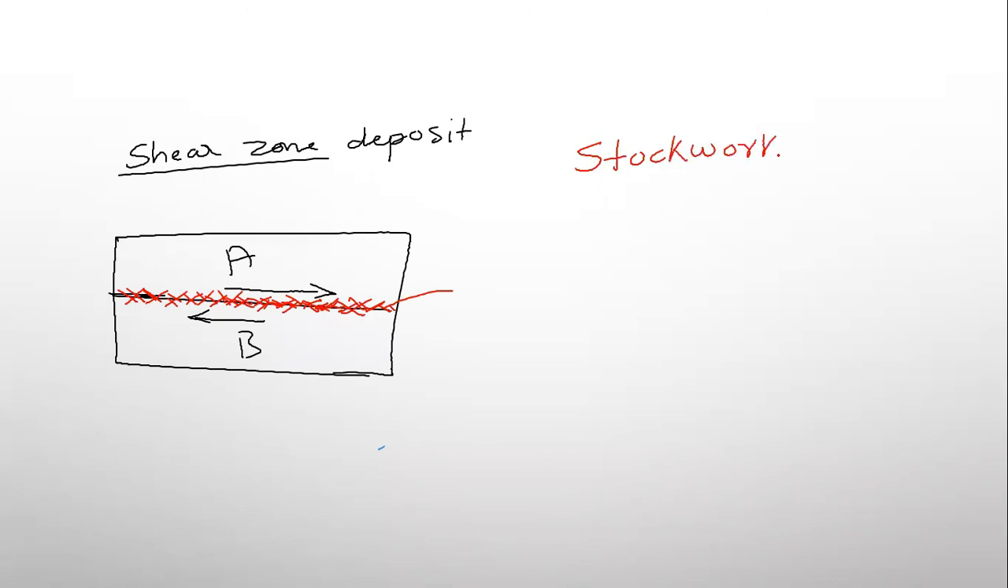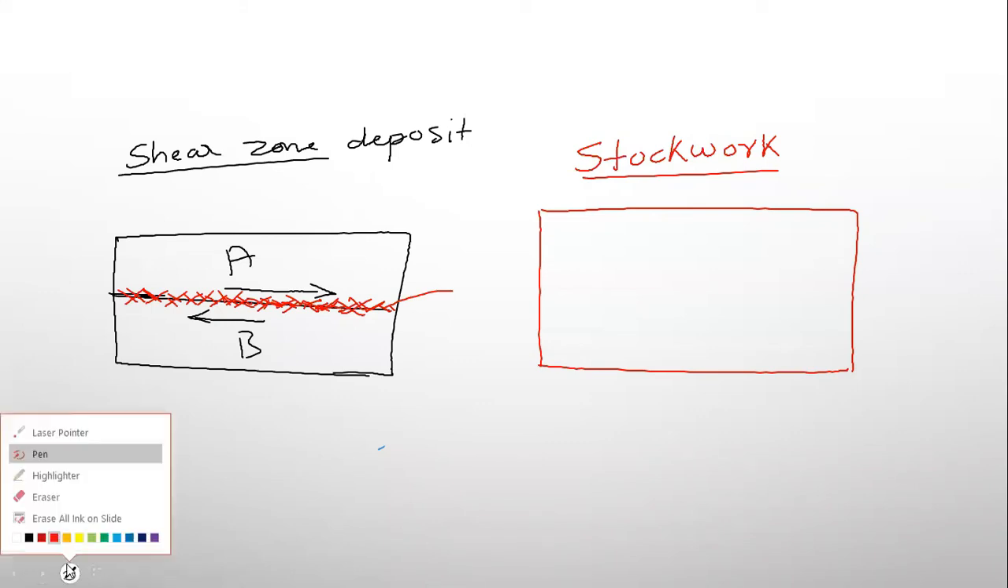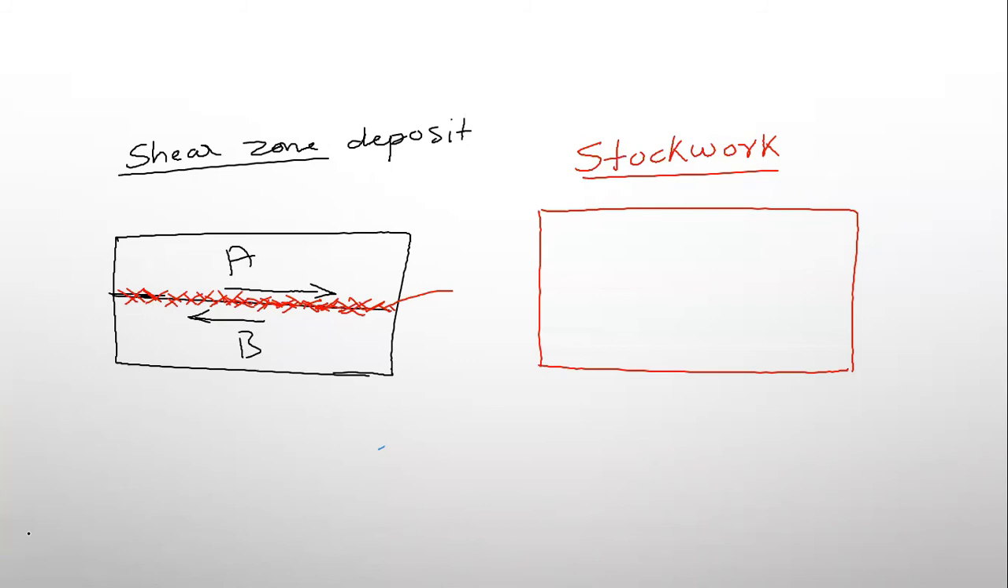Stock work. Stock work means, I'll first draw the diagram so that you will understand. Here is the rock mass. And here there is an igneous intrusion. This is the igneous intrusion.